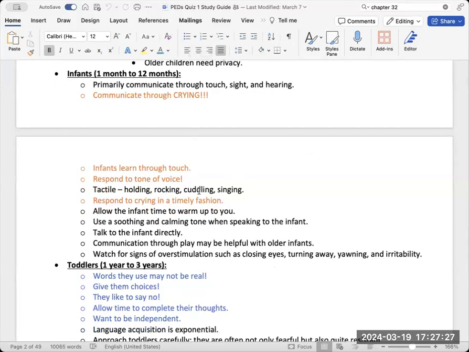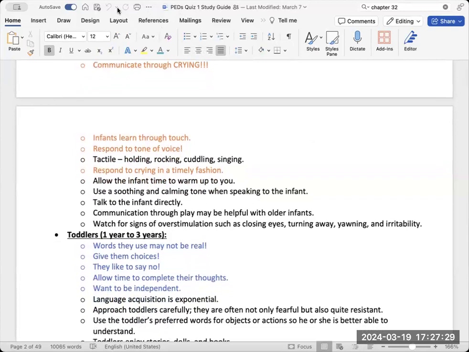Give time for the infant to warm up to you because they don't know you, especially if they're there for periods of time. Babies can cry more because of that. We want to use a soft and soothing, calm tone and speak directly to an infant. And maybe communication through play could be helpful for an older infant, like let's just say 10, 11 months, things like that.